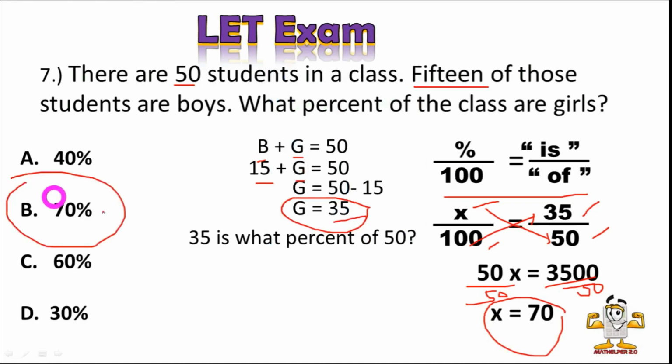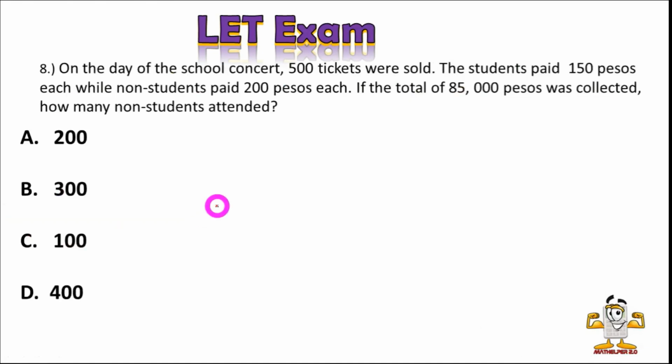Letter B. Number 8. On the day of the school concert, 500 tickets were sold. The students paid 150 pesos each, while non-students paid 200 pesos each. If the total of 85,000 pesos were collected, how many non-students attended?